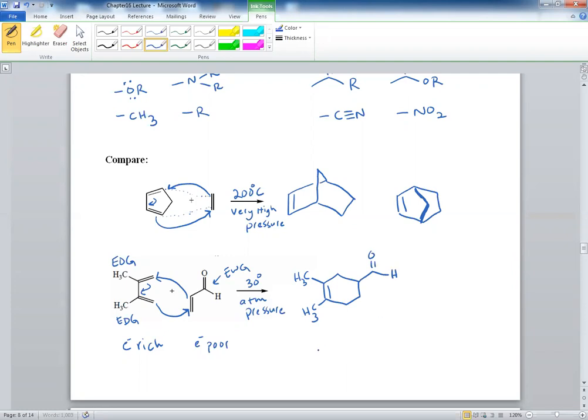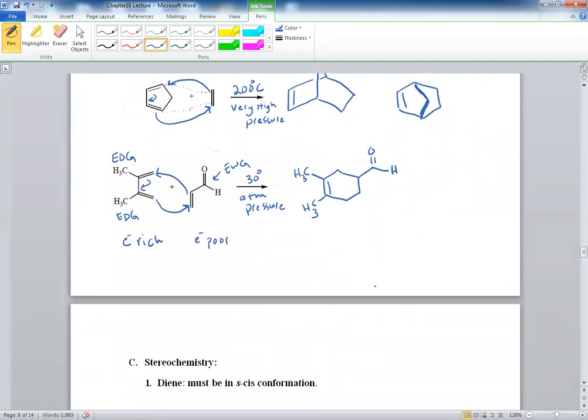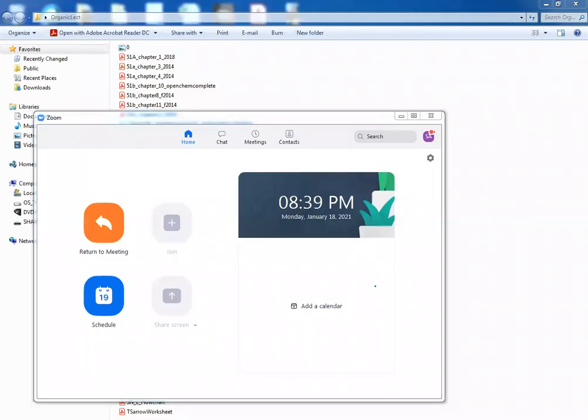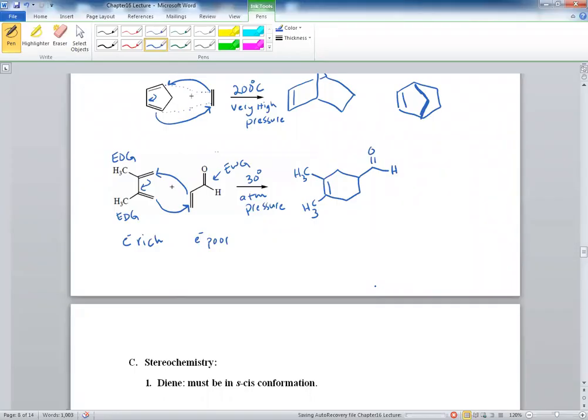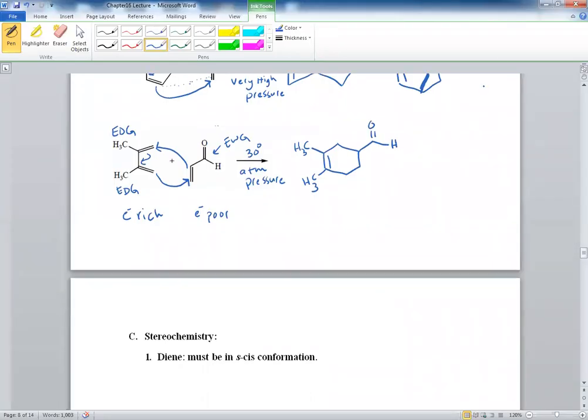So this is the effect of having substituents such as these on the reaction. You need electron withdrawing groups on the dienophile and electron donating groups on the diene. So these are the conditions that we're looking for.